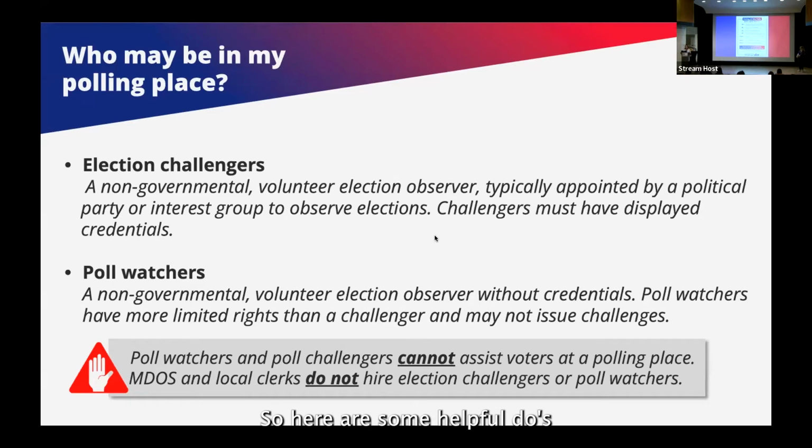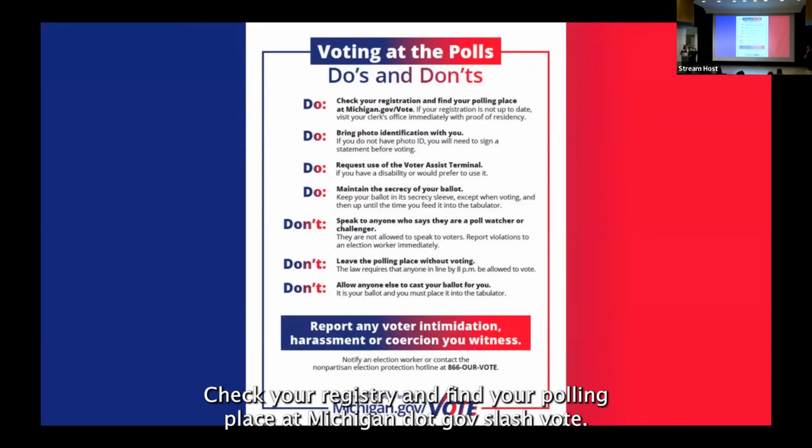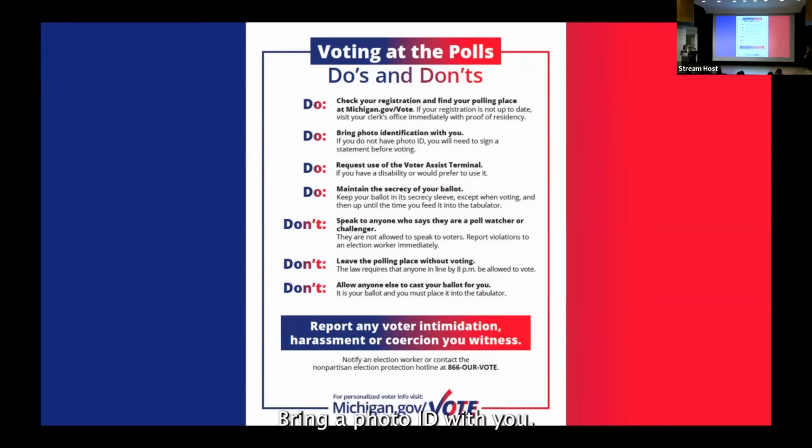So here's some helpful do's and don'ts for voting in person. Feel free to take a picture if you guys want. This handout's also available online on our website. So if you don't get a picture, you can find it. Yeah, so just a couple highlights. As we mentioned, check your registration and find your polling place at michigan.gov/vote. Bring a photo ID with you. If you don't have one or forget, you can still sign the affidavit and vote.